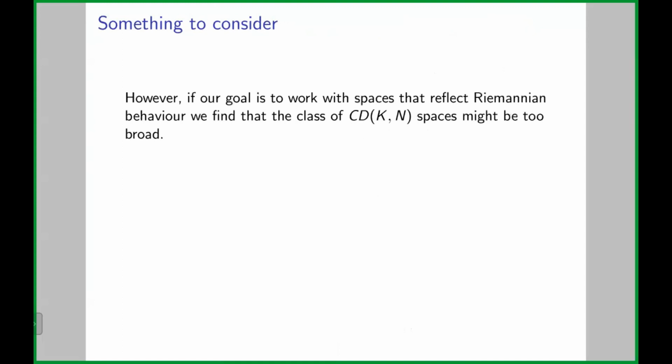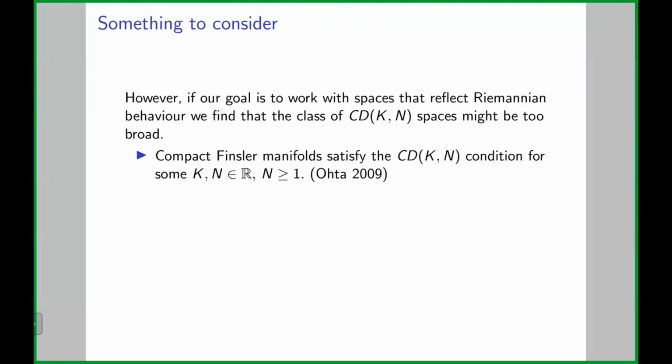So one thing to consider is that if our goal is to work with spaces that reflect Riemannian behavior, we find that the class of CD(K,N) spaces might be a bit too broad. Yeah, we generalize the case of Riemannian manifolds, but there might be more spaces than what we want. And that is the case of compact Finsler manifolds, for example. They satisfy the CD(K,N) condition for some K and N, and it was proved by Ohta in 2009.